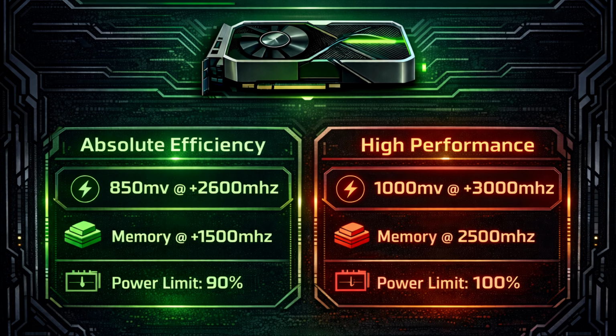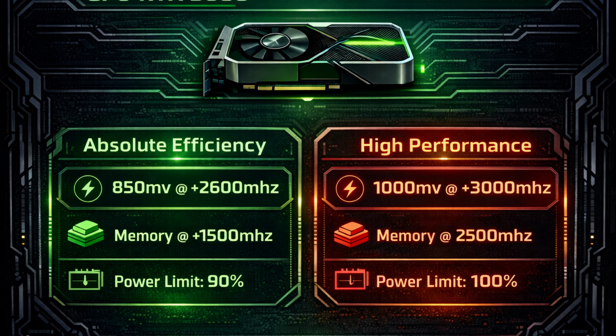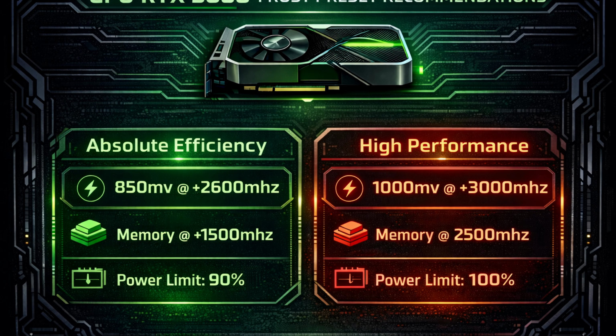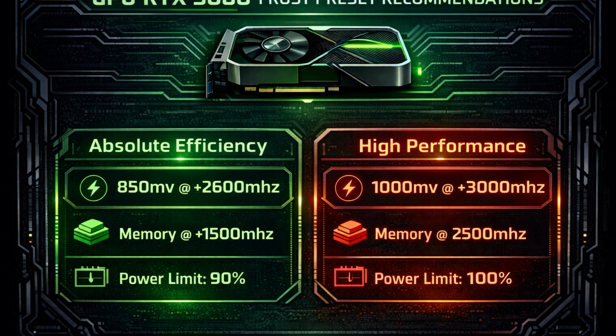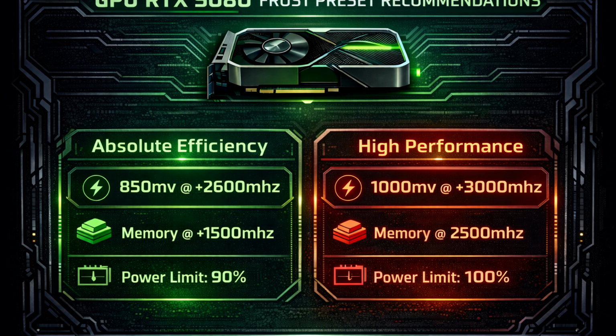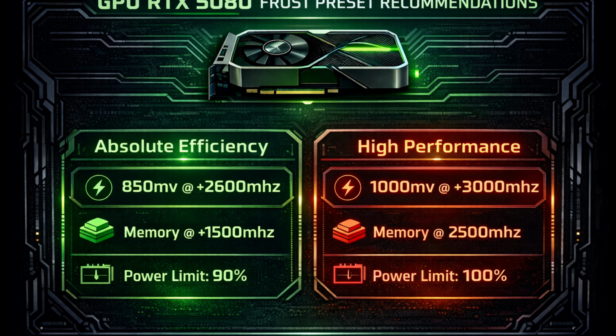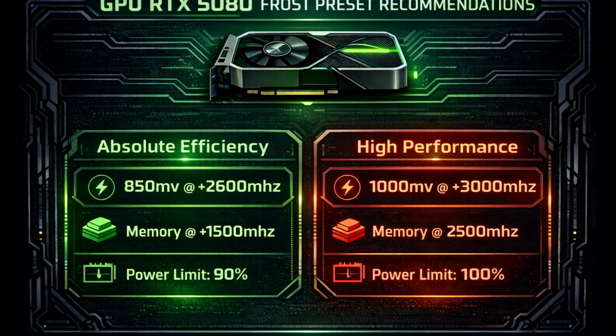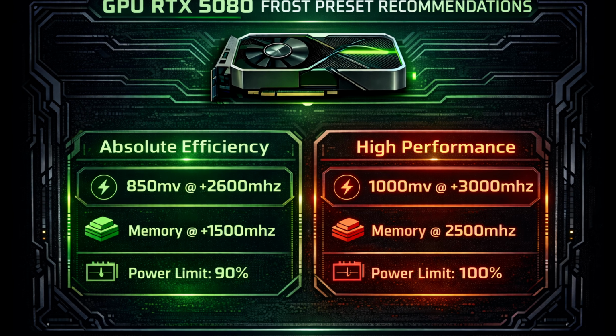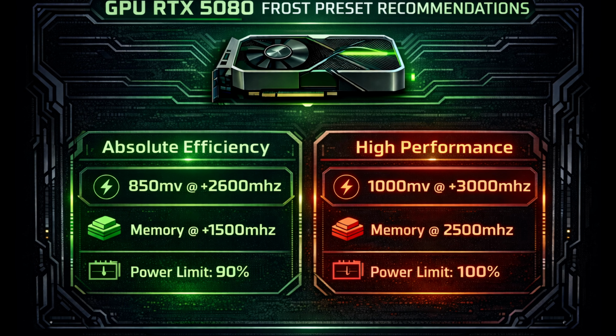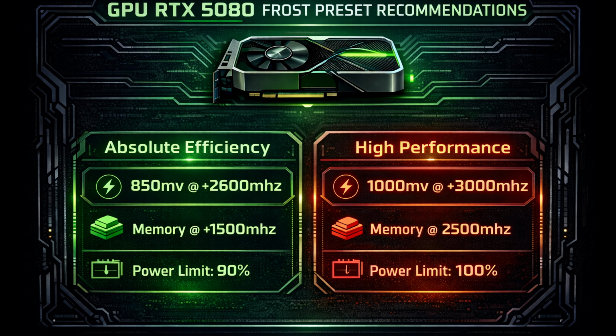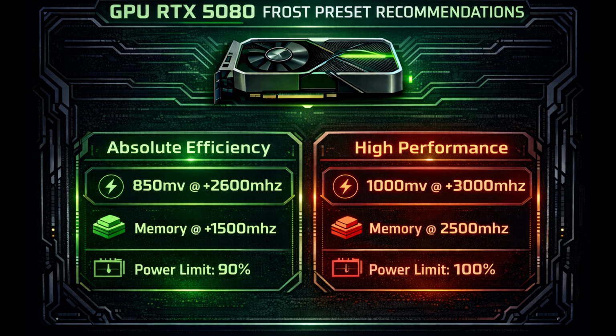If you're looking for absolute efficiency, you can run at about 850 millivolts, set to around 2600 MHz. This is a sweet spot for very low power draw, good temperatures, low noise, and all around great performance. And as for the memory, you can leave it at a conservative 1500 MHz memory offset.